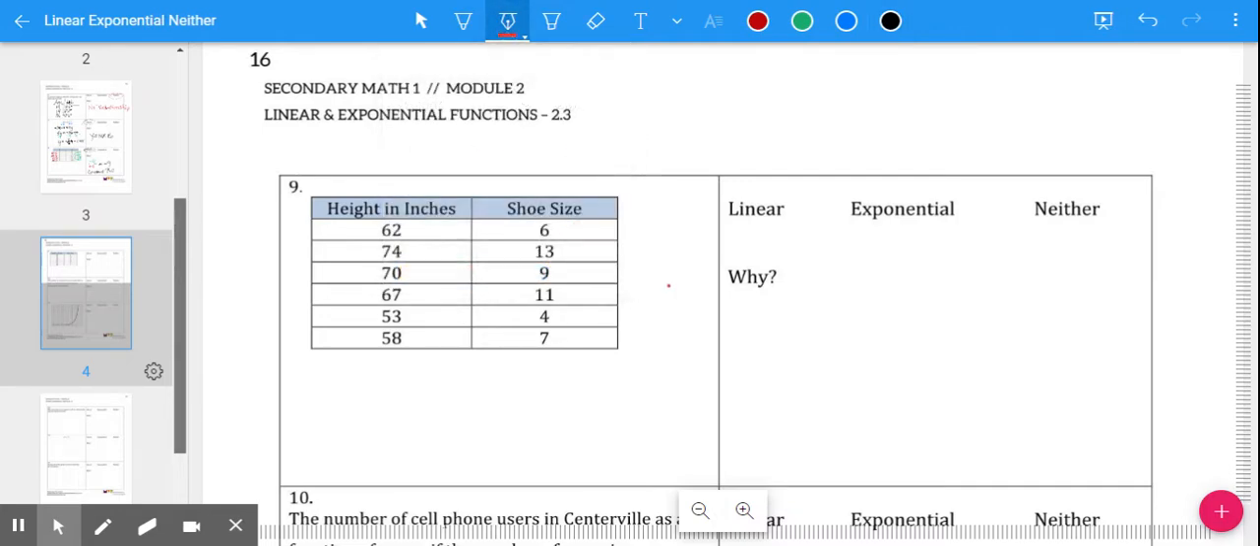And I see that somebody who is shorter has a bigger foot. Even on the next one, we've got somebody that's 53 inches and a size 4 compared to 62 inches and a size 6. It's all over the board. So this one is neither. There's no relationship between your height and your shoe size. You can be the same height as somebody with a different shoe size.